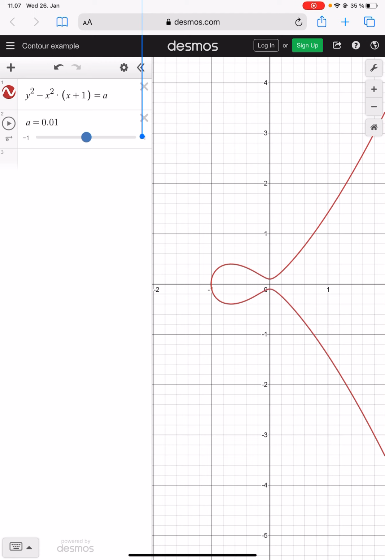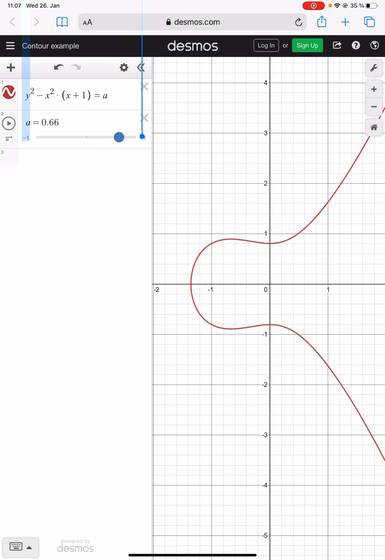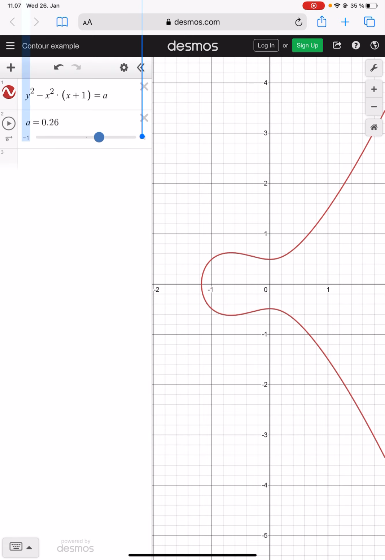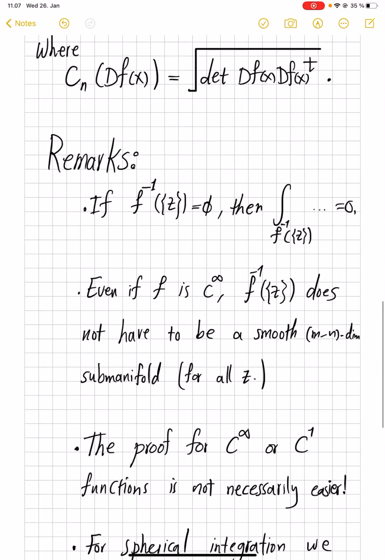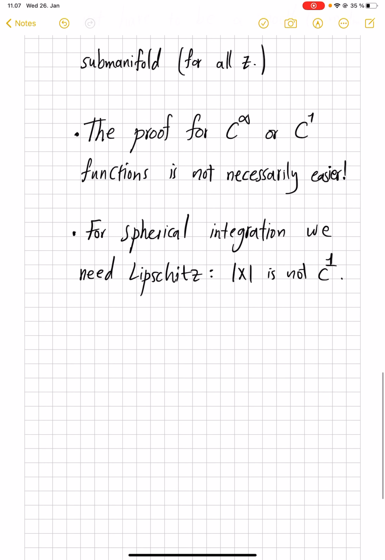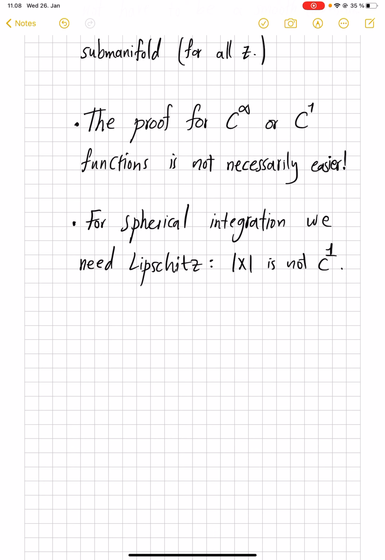And once you pass to positive values of A, this goes back to being a one-dimensional manifold. Now, if you put absolute value around this function and you play around, you can see much crazier pictures. So that just illustrates this remark that even for C infinity functions, it is not guaranteed that every preimage will be a nice manifold of the right dimension.